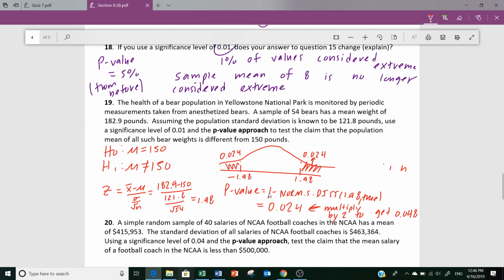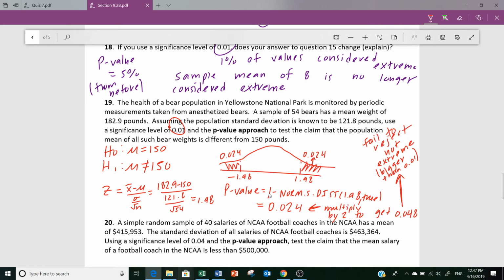That means the probability of getting this value or more extreme is about 5%. So it's in the top 5% of extreme values. Well, this is the significance level, which means only the top 1% are considered extreme. So is this considered extreme if you're 0.048? No, not extreme, because it's bigger than 0.01. So fail to reject.